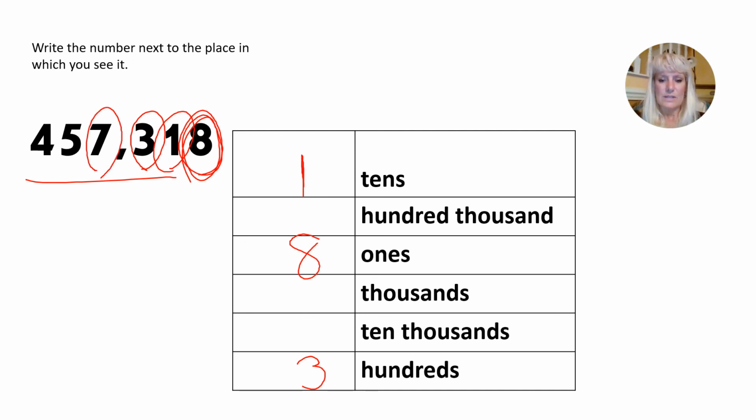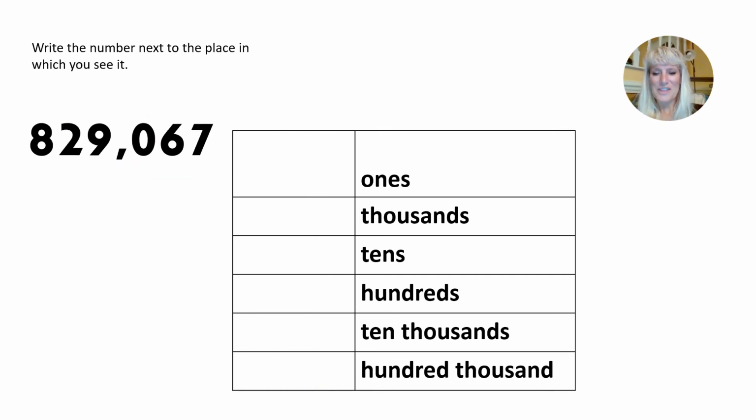Okay, my 7 is actually in the thousands because it's right next to that comma. The 5 is in the 10,000s because it represents 50,000. And then the last one, my 4, is in the 100,000s. Now I would read this number 457,318.